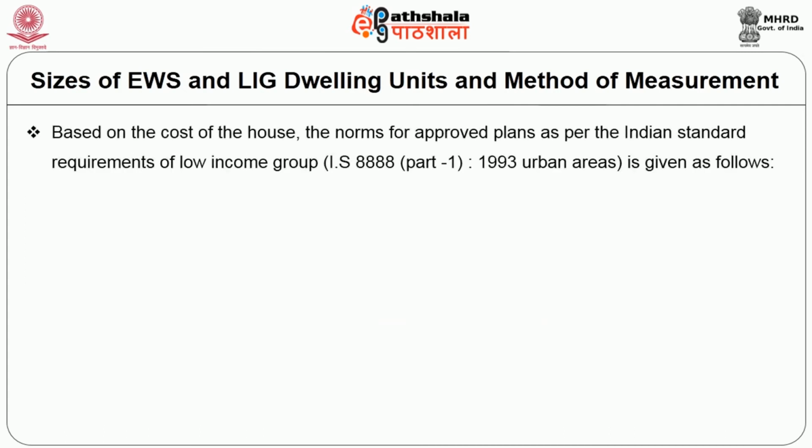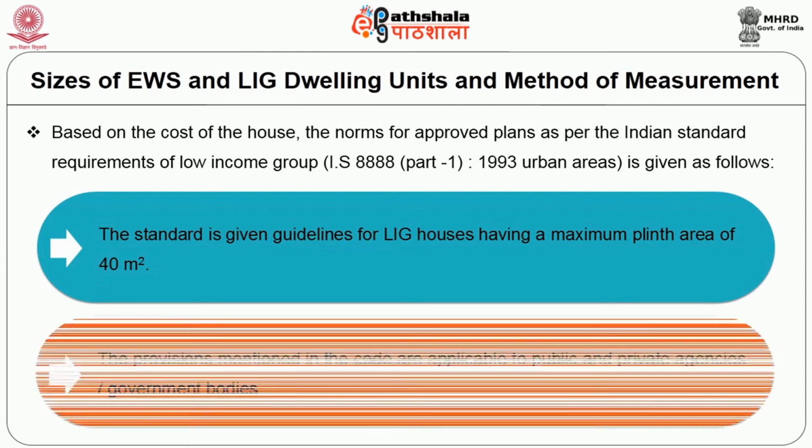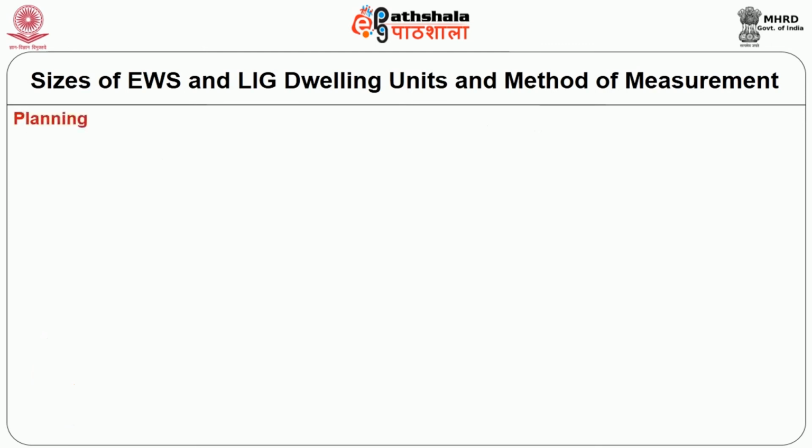Based on the cost of the house, the norms for approved plans as per the Indian standard requirements for the LIG group are given as follows. The standard gives guidelines for LIG houses having a maximum plinth area of 40 meter square. The provisions mentioned in the code are applicable to public and private agencies and government bodies. Next one is planning.